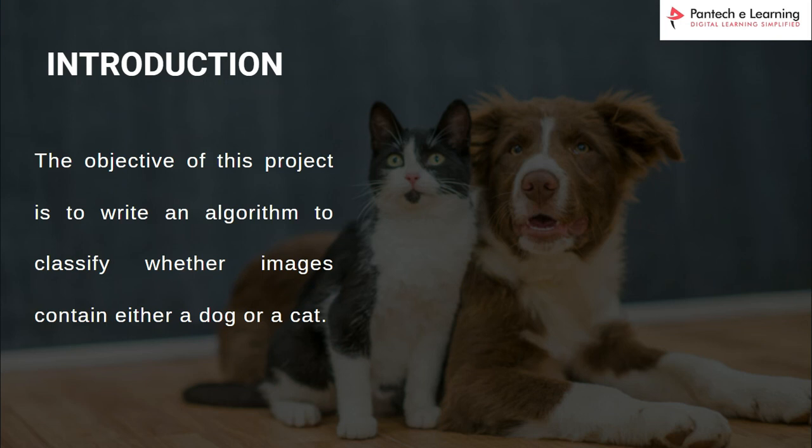The objective of this project is to write an algorithm to classify whether the image contains either a dog or a cat or both. So if you are creating an algorithm where, if you give an image of a dog, it should tell me it is a dog, and if it is a cat, it should tell me it is a cat. How can it be done?